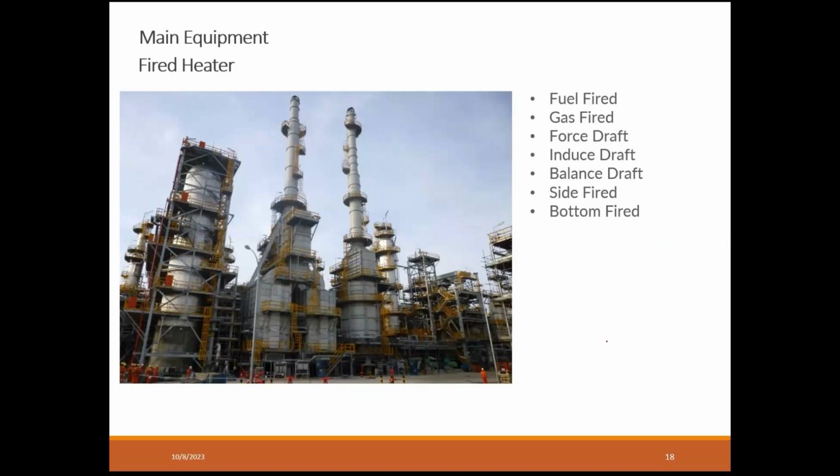Okay, for fired heaters, there is a list of types of fired heaters. We have fuel gas fired, gas fired, forced draft, induced draft, balanced draft, side fired, bottom fired. Any idea what these terms are for? Perhaps I can get some input from the audience.